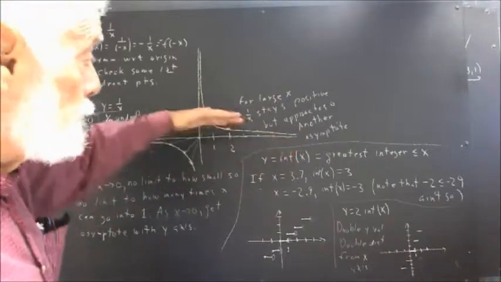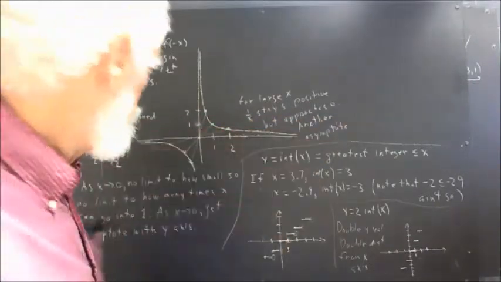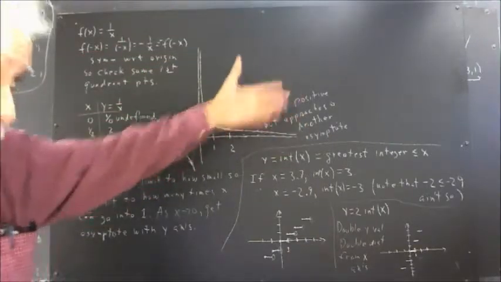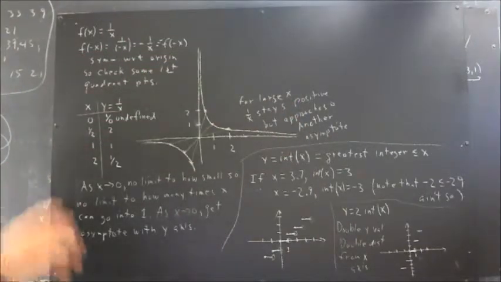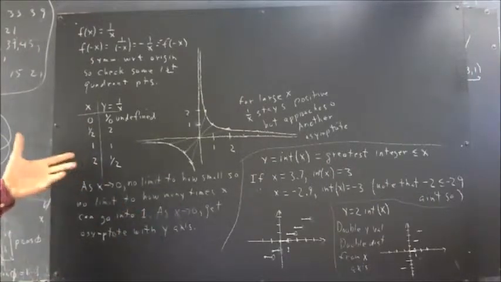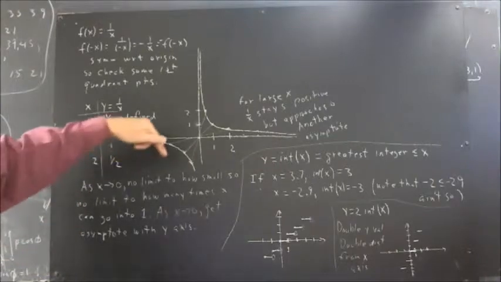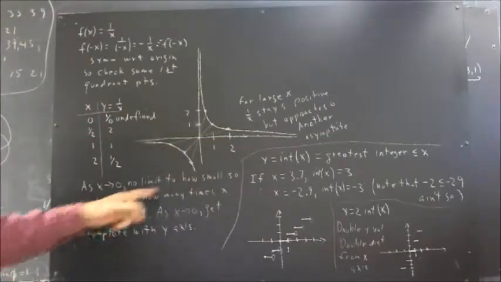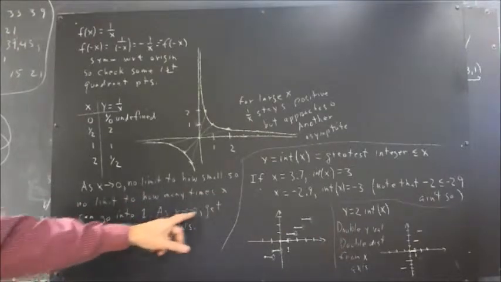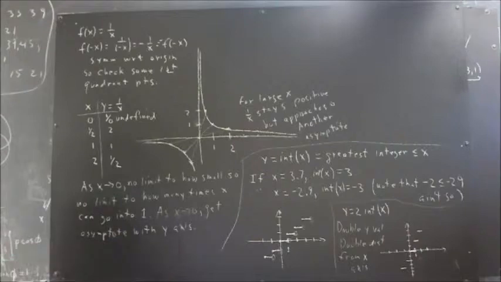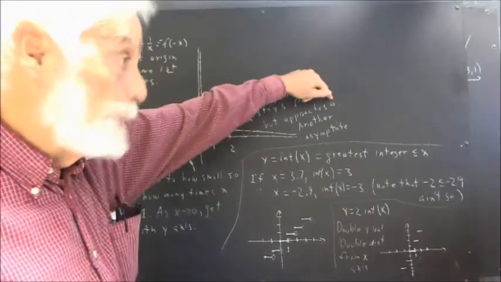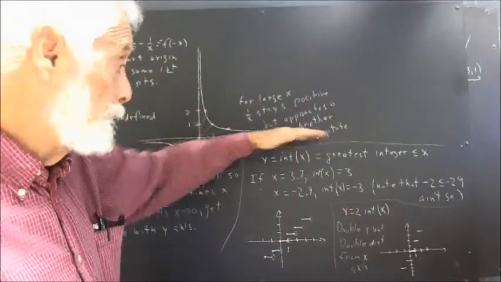Still above the x-axis, so we have this asymptote with the x-axis. So in constructing this graph, we want to be sure we understand we have asymptotes. That's going to be very, very important when we get to analyzing rational functions. Now, I'll make the statement a little more concise. As x goes to 0, there's no limit to how small x can be, so there's no limit to how many times x can go into 1. So as x goes to 0, we get an asymptote with the y-axis. And for large x, 1 over x stays positive but approaches 0. There's another asymptote out here.